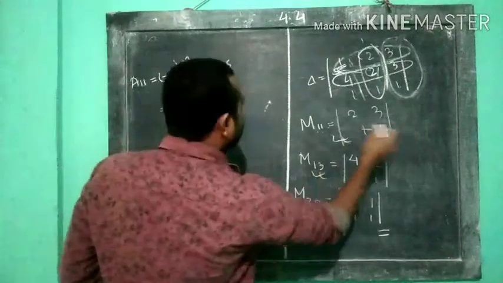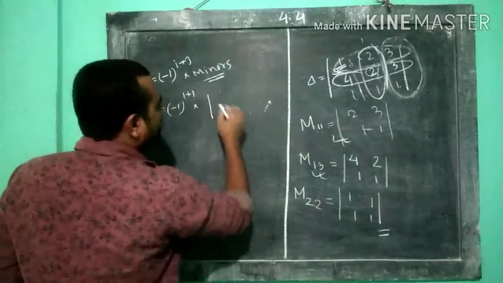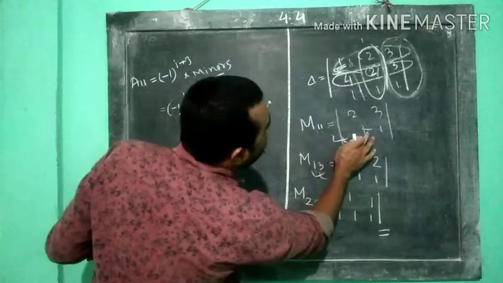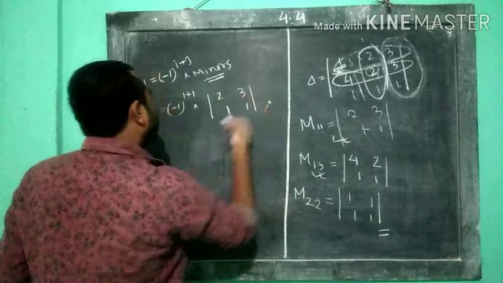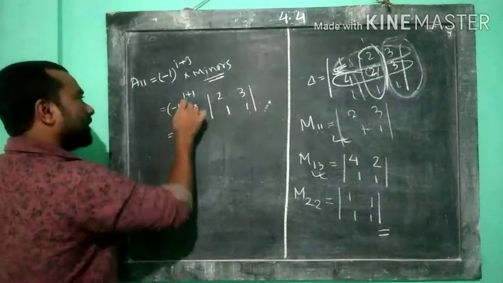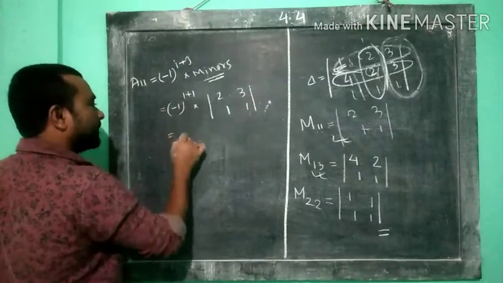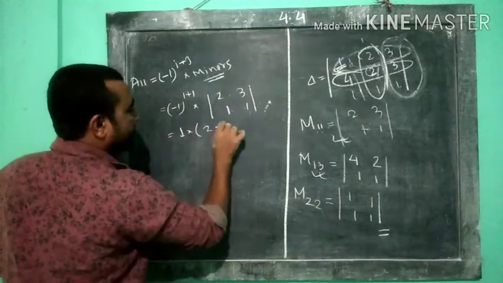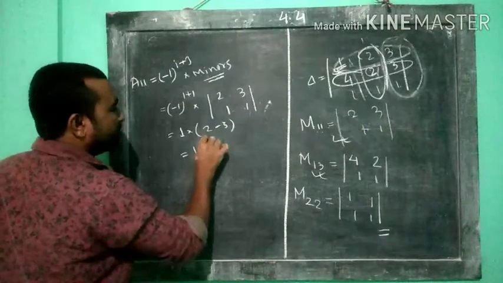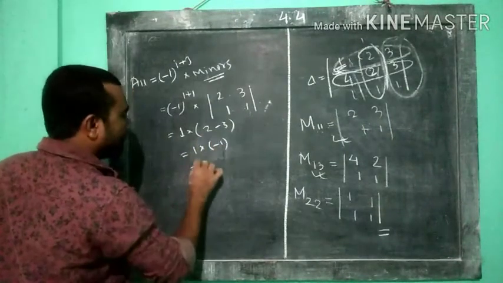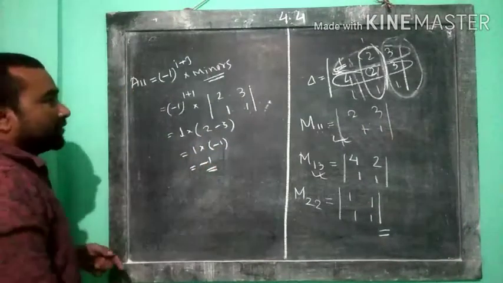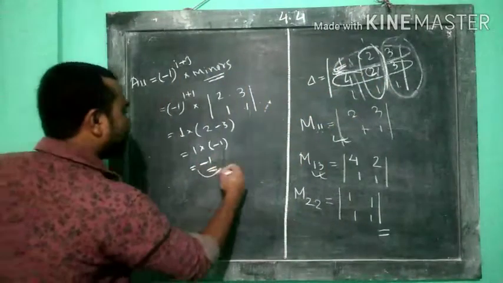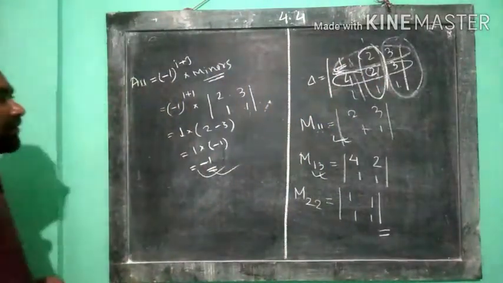The minor is this one. So minus 1 whole squared, that means 1, into this determinant: 2 minus 3, equal to 1 into minus 1, equal to minus 1. So the cofactor of 1 is minus 1. In this way we find the cofactor.